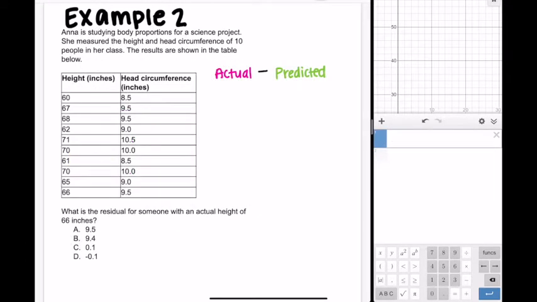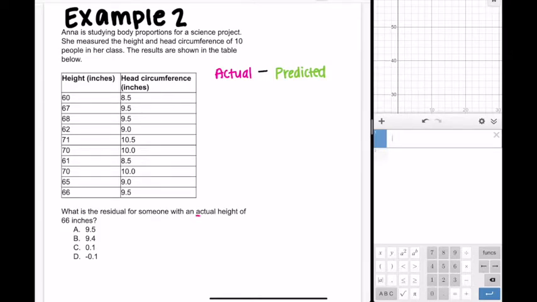In example 2, Anna is studying body proportions for a science project. She measured the height and the head circumference of 10 people in her class. The results are shown in the table below. What is the residual for someone with an actual height of 66 inches?